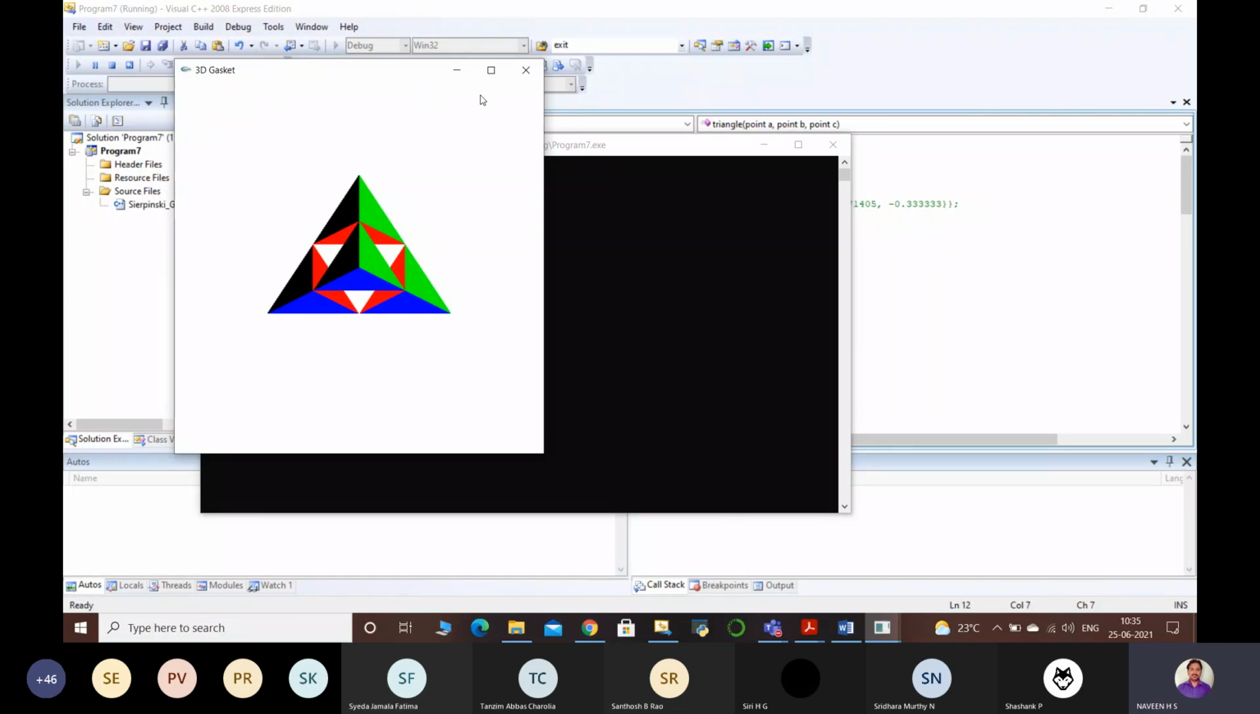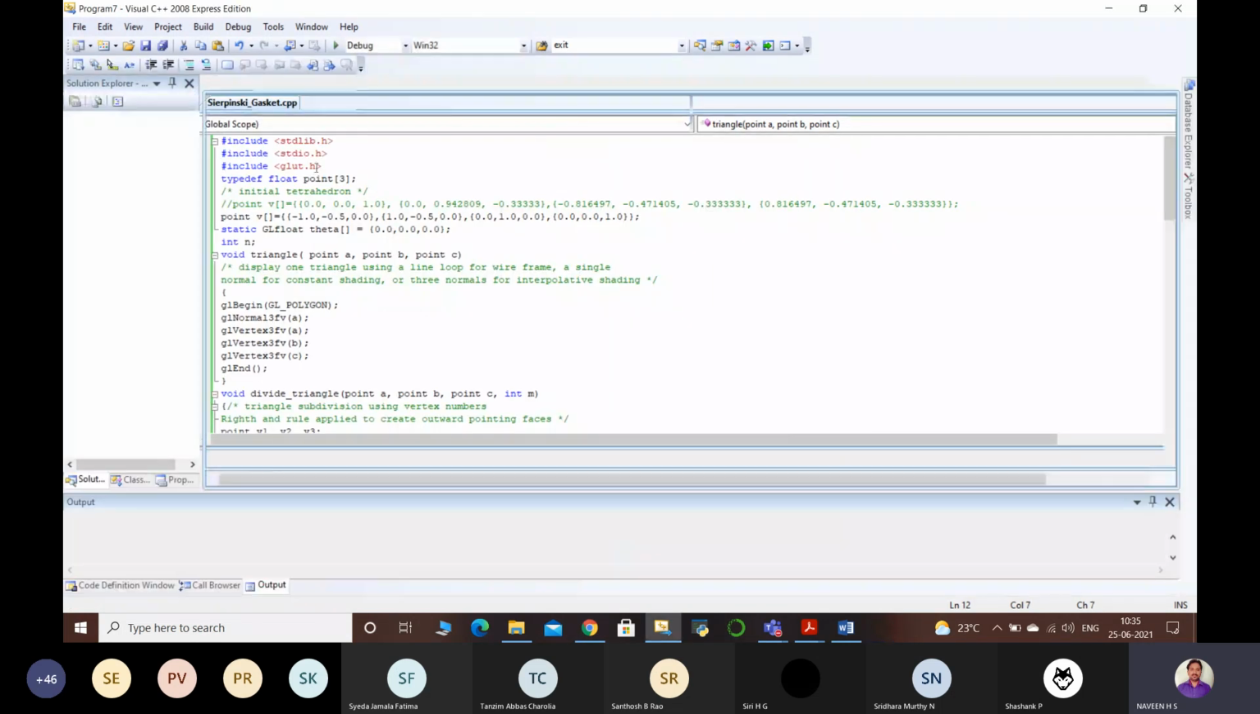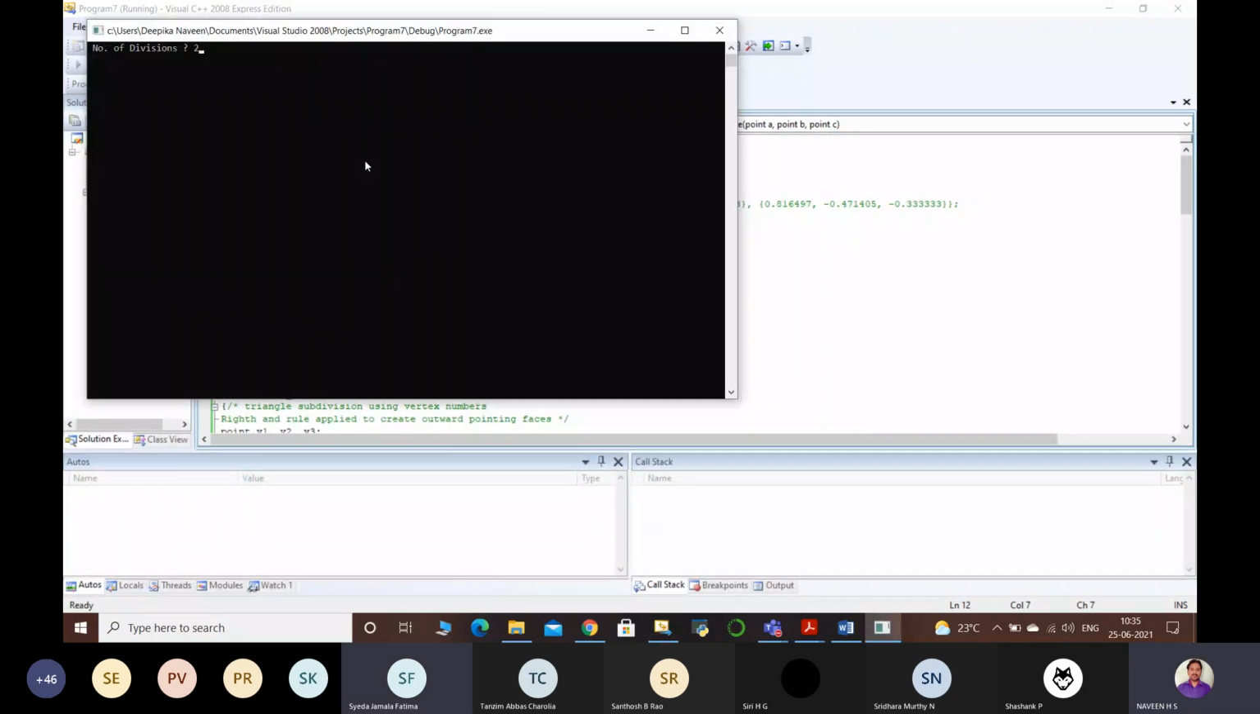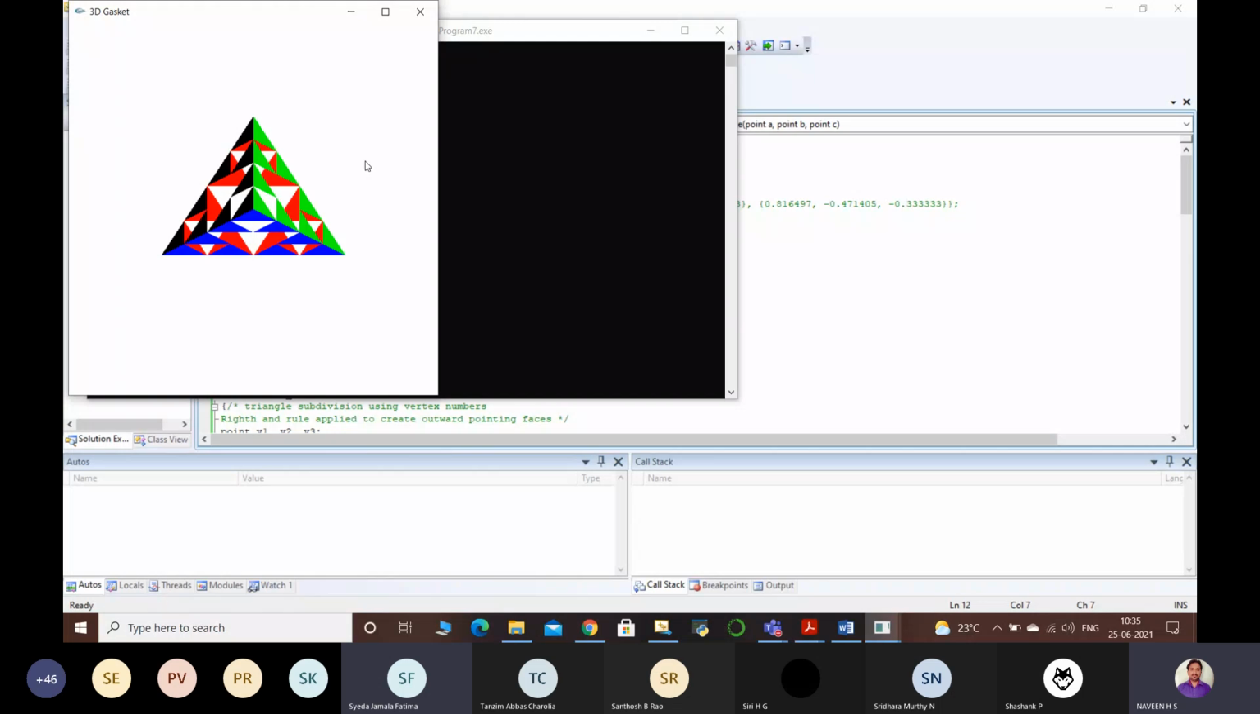Just remember the output, so that you can see the difference for the other input. Now I will give m equals 2. Now you can expect more triangles in this case. So are you able to identify any difference between the previous 3 outputs when m equals 0, m equals 1, m equals 2?